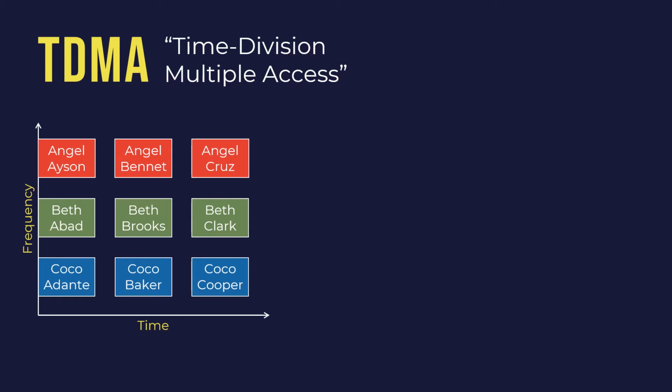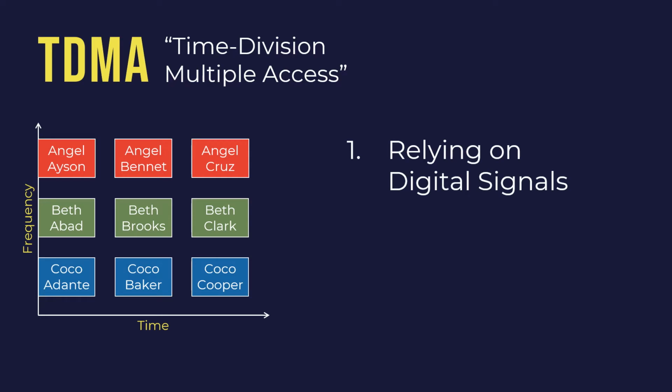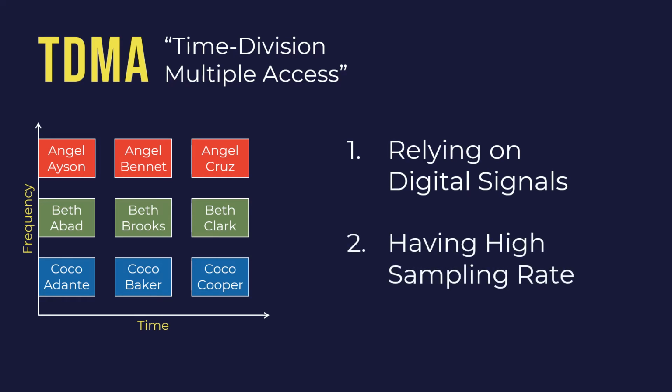TDMA can house multiple users in one channel by, 1, relying on digital signals and, 2, having high sampling rates. TDMA relies on digital signals because digital signals, unlike analog ones, can be compressed onto a single channel. TDMA uses high sampling rates so that one channel can alternately accommodate each caller in its allocated time slot.